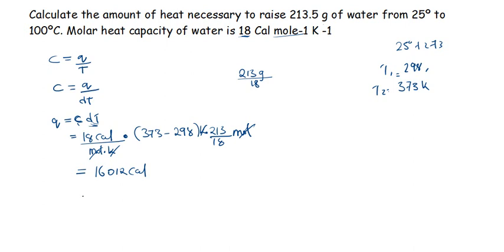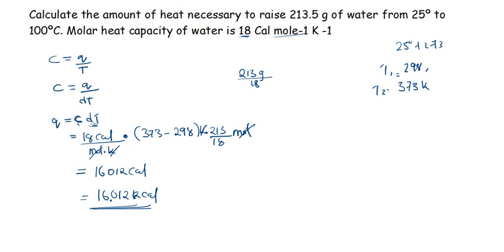Then I can convert to kilocalories if I want, by dividing by 1000. That would be 0.1612 kilocalories. So this is what we are supposed to write.